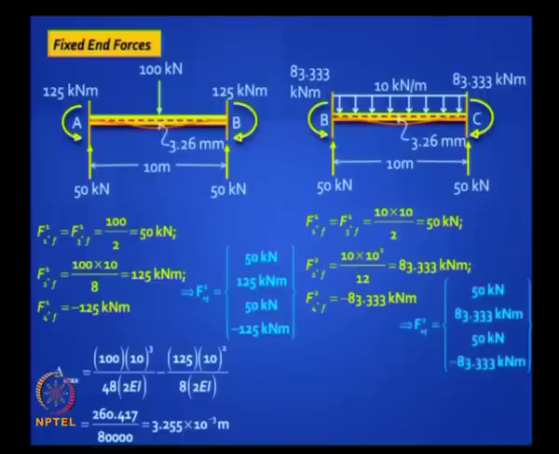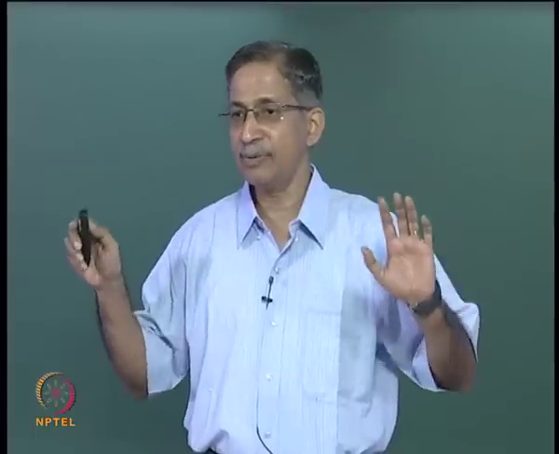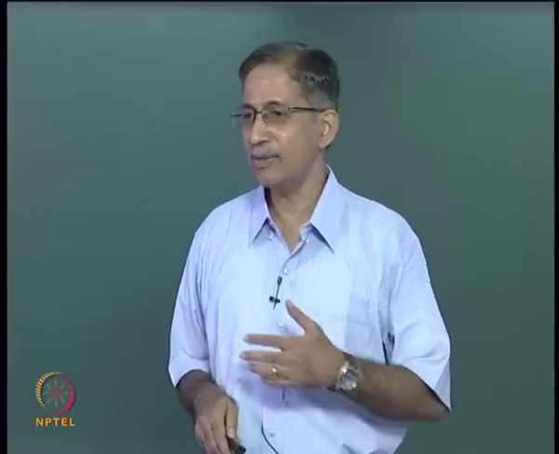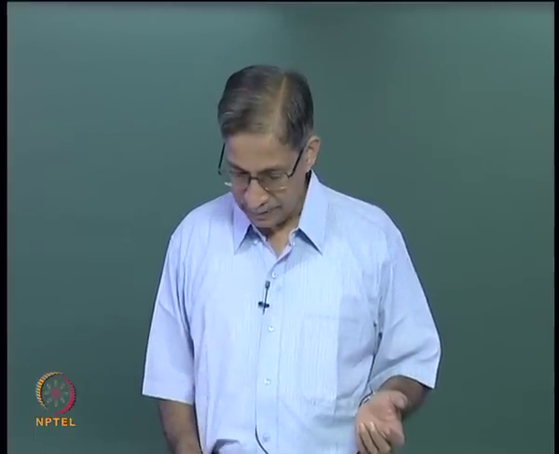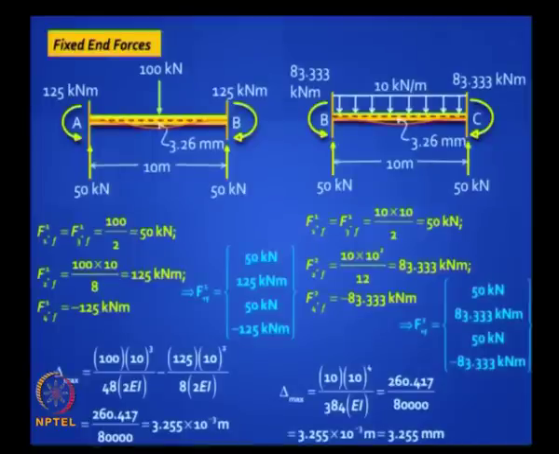So you get the second vector also. Is this clear? So you have got the element level fixed end force vector using the concepts that you are very familiar with. You can also get the deflected shape. In this case coincidentally both the peak deflections turn out to be the same, but that is just incidental, okay.